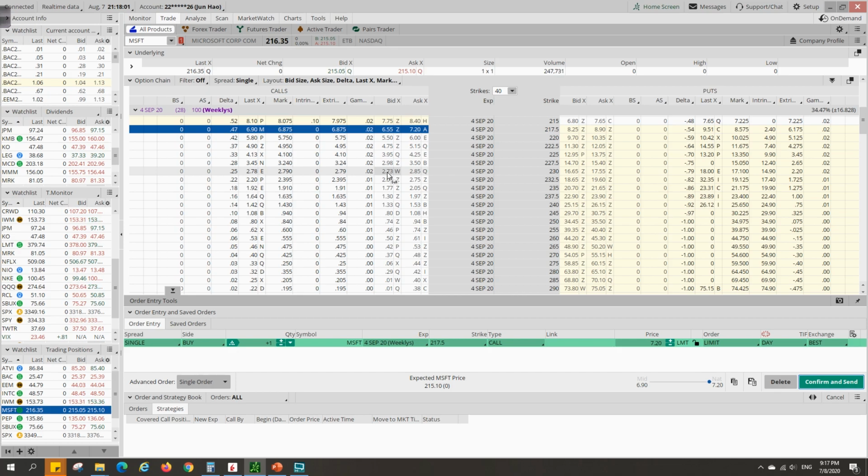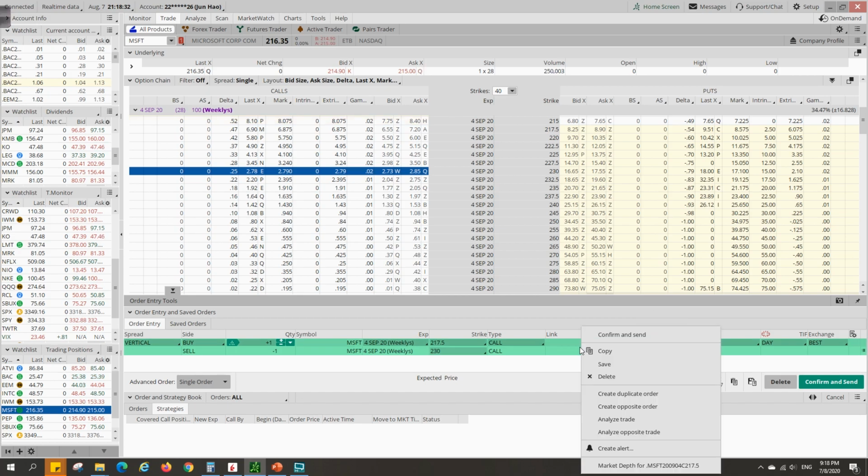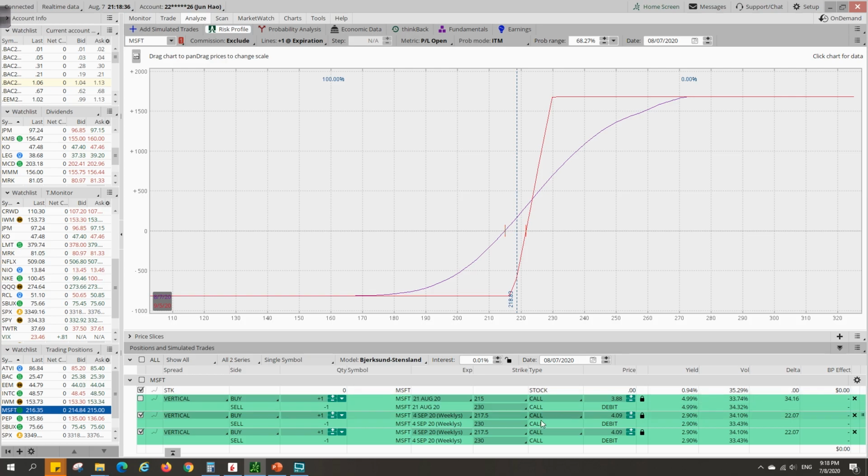Alright, so now you see that our cost of this trade is now $4.09 per contract. Multiplied by 100 shares, that will be 409. And that is clearly way more than the $200 that we are willing to lose per trade. So what do we do then? Don't panic yet. Still go ahead to analyze your risk profile. So right click and analyze trade. And that will bring you to this page.